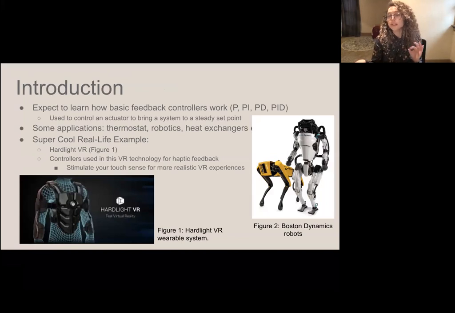And a super cool real-life example is the Hard Light VR jacket, which uses controllers for haptic feedback. This stimulates your touch senses for a more realistic VR experience.